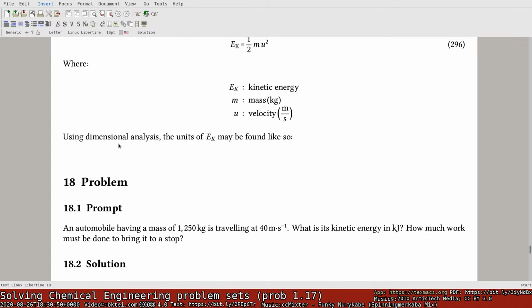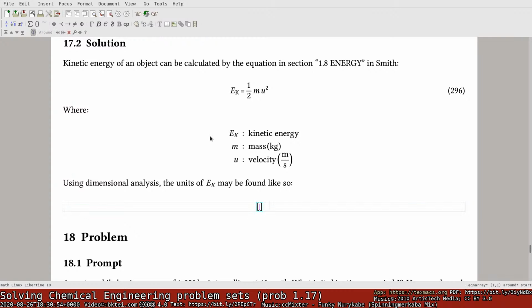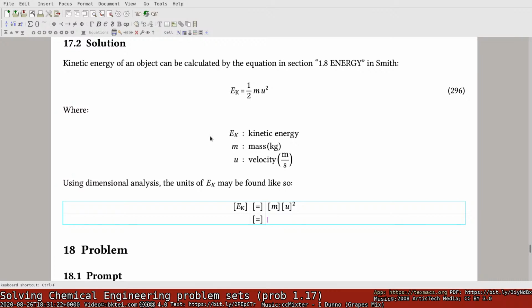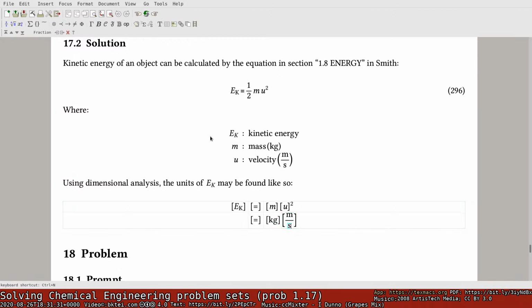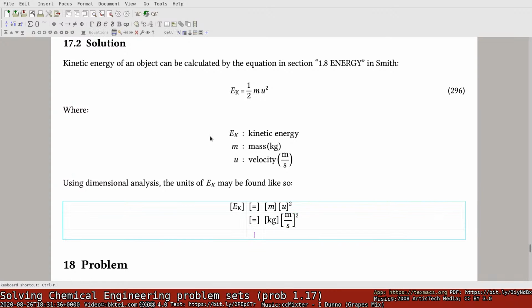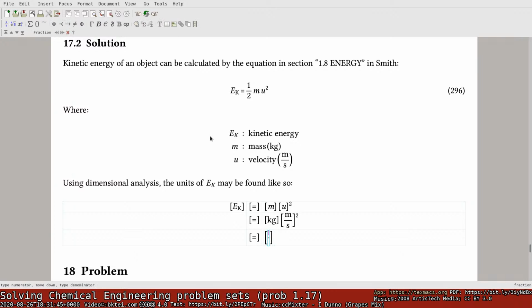We'll go ahead and add in a table of equations, and see if this notation works. Units of m times units of u squared, so that will be kilograms times meters per second squared, which is going to be equal to kilogram meter squared per second squared.